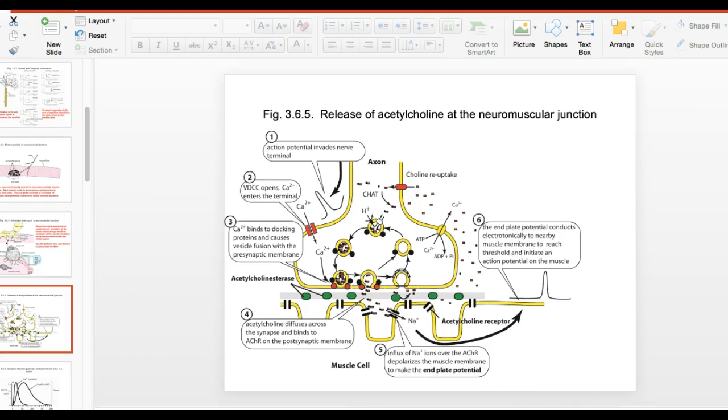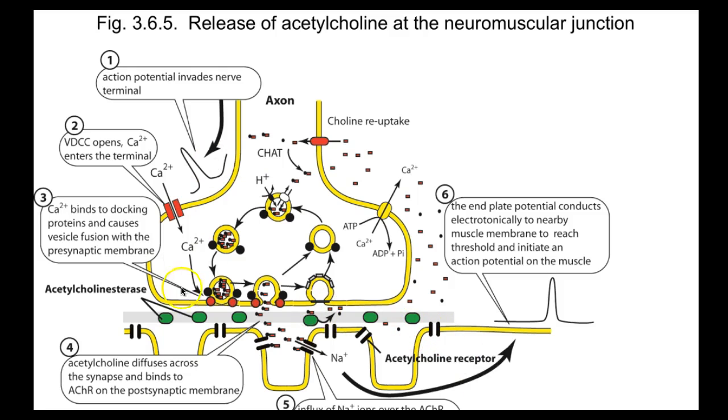All right. So these are sequential events you need to know at the neuromuscular junction. When the action potential arrives from the axons, it will open the voltage-gated calcium channels, and calcium will come in and bind to the docking site on the vesicle, triggering the vesicle to fuse with the presynaptic membrane. Therefore, acetylcholine will be released from the presynaptic site.